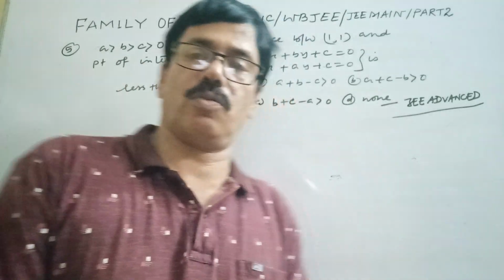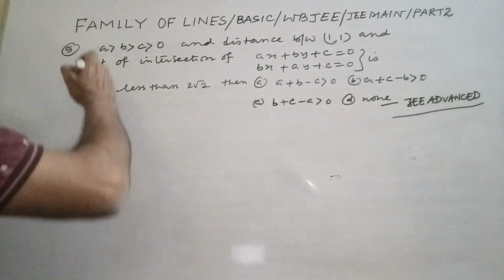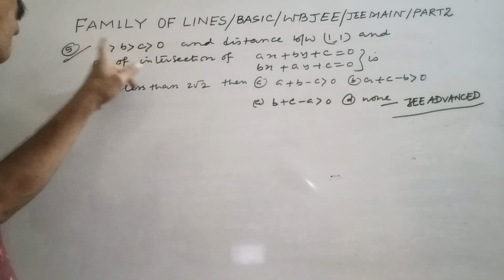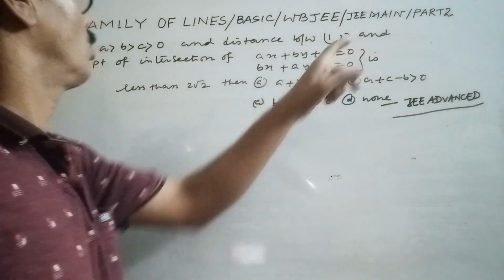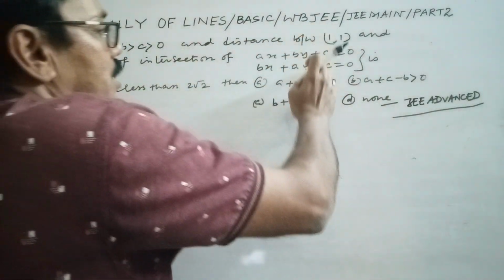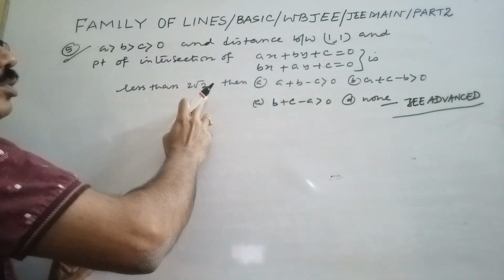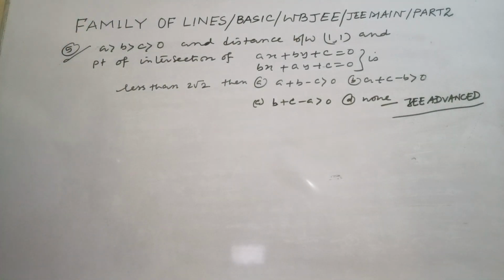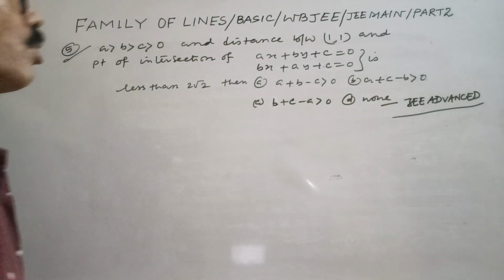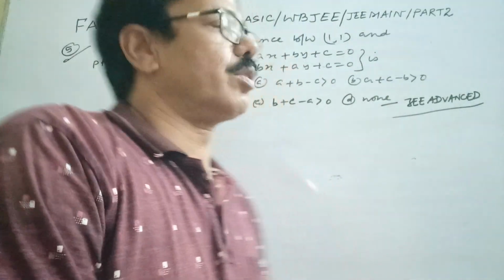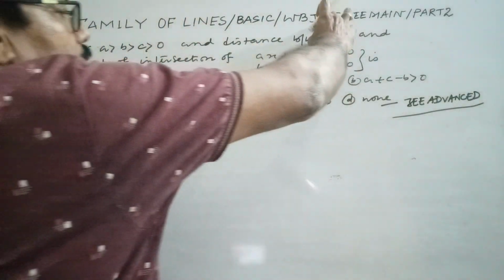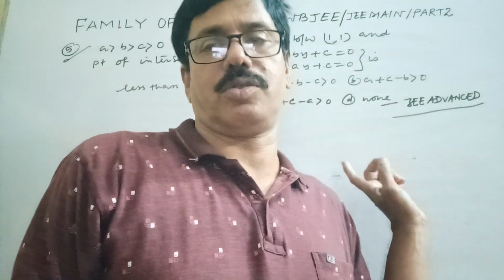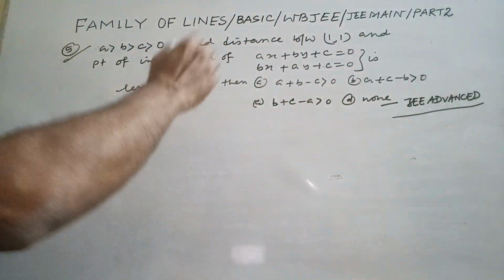Now we consider one more problem of competitive level. a greater than b greater than c, and all are greater than 0. And the distance between (1, 1) and the point of intersection of this and this is less than 2. Then which option is true? So you can find the equation of the family of lines and its distance from (1, 1), and equate the condition, so you get the options.